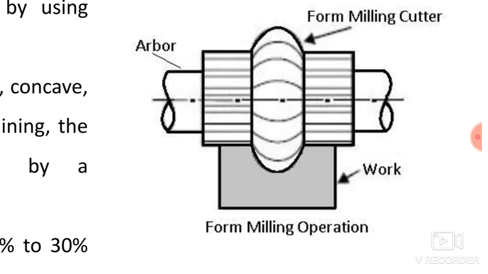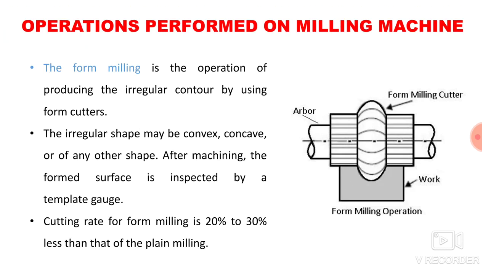Suppose on this workpiece I want to produce a round surface, so that round surface can be produced with the help of a form milling cutter, provided that the form milling cutter has the same shape that I want. That is nothing but the form milling operation. So here I can produce a round shape by using a form milling cutter. Once again, form milling is the operation of producing an irregular contour. Whenever you want to produce an irregular contour, you can use this process, that is form milling. The irregular shape may be convex, concave or any other shape.